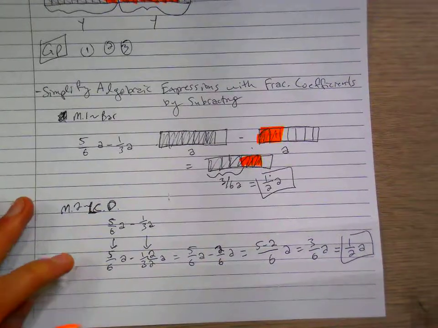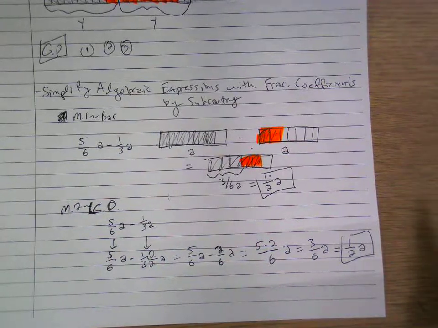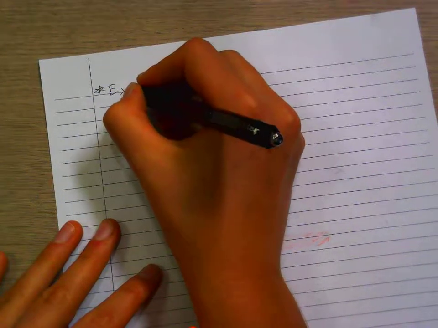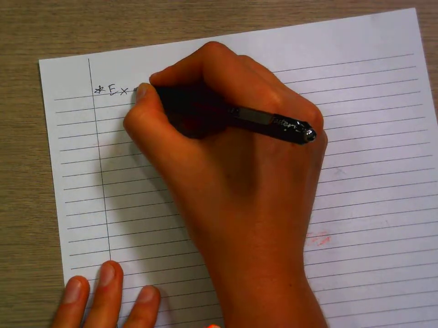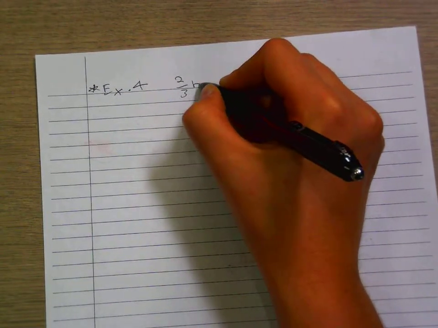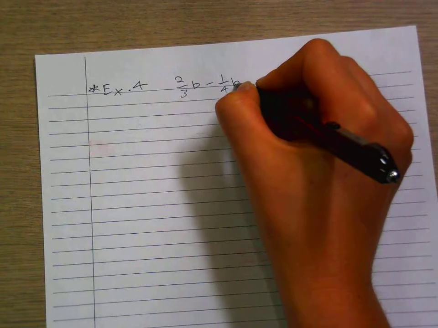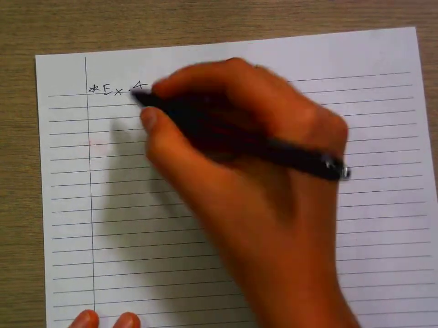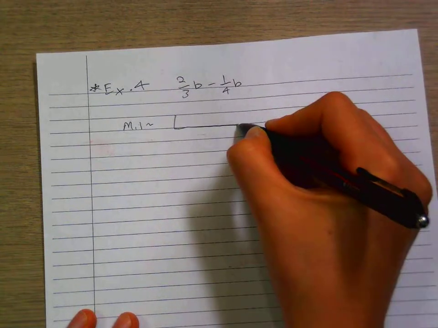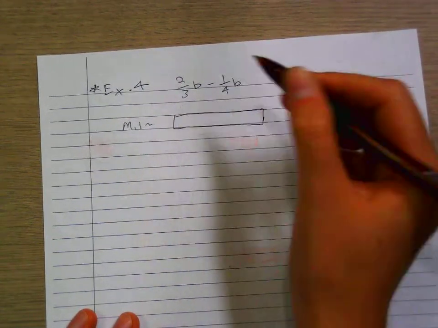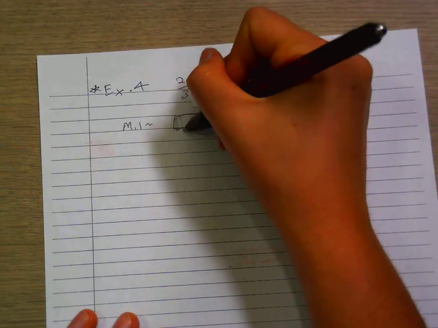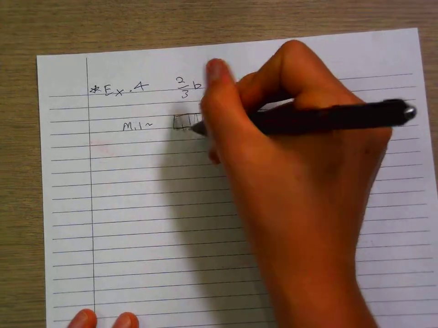Next, let's try an example. Example 4. Simplify the expression 2 over 3 b minus 1 over 4 b. Let's simplify using both methods. So method 1 with the bars. Let's draw this out. Let's divide it into 3 because we have a 3 down here, and we're going to color in 2 of those. So that is 2/3 b.